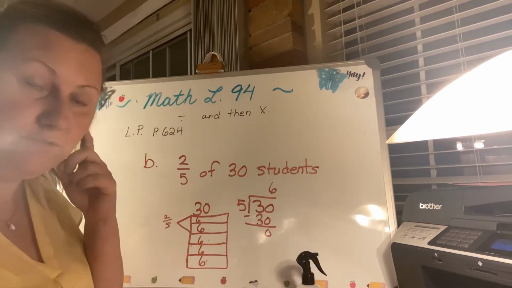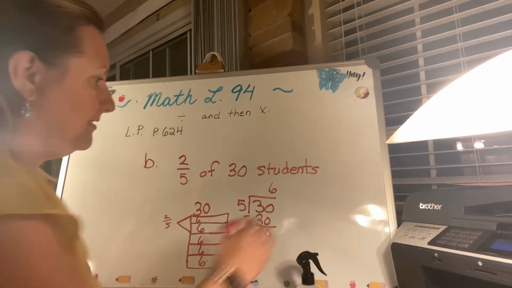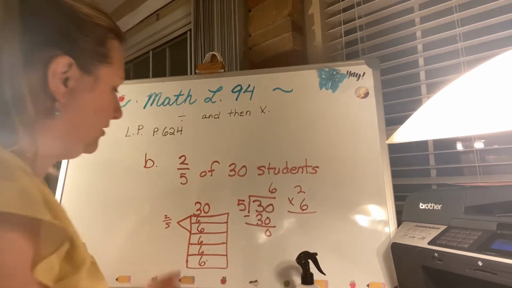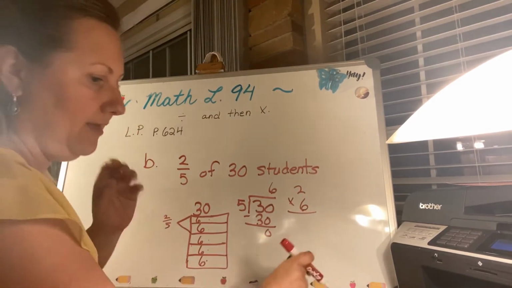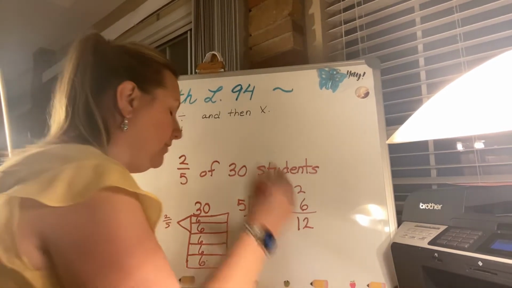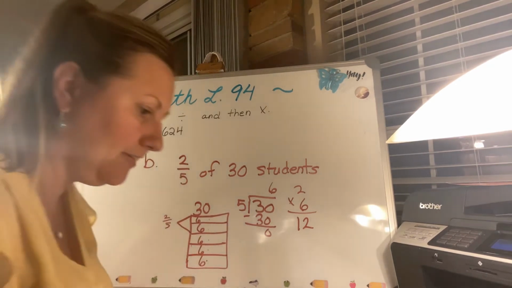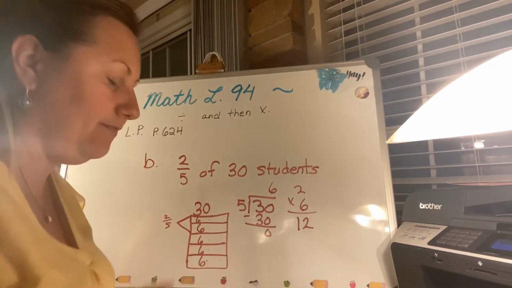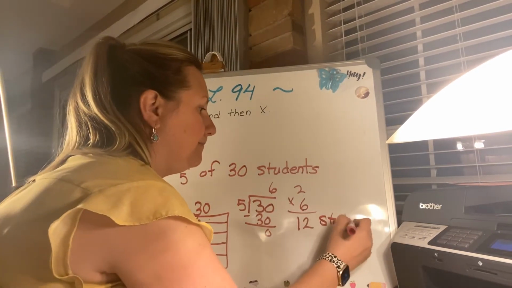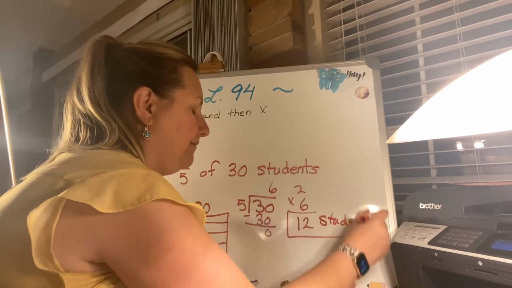Now, here's the multiplication part. 2 of these 6s. 2 times 6, or 6 plus 6, if you want to do addition, is 12, right? So the idea is that 12 of these 30 students are the ones that studied for more than an hour. So 12 students, and you want to write that, 12 students is the final answer.